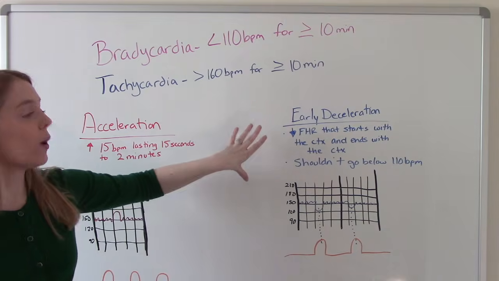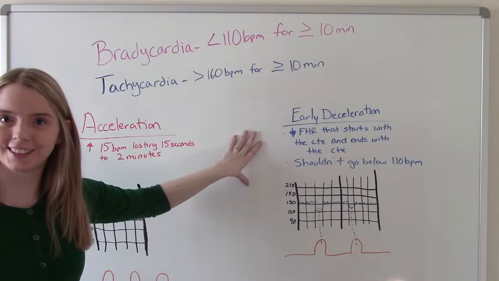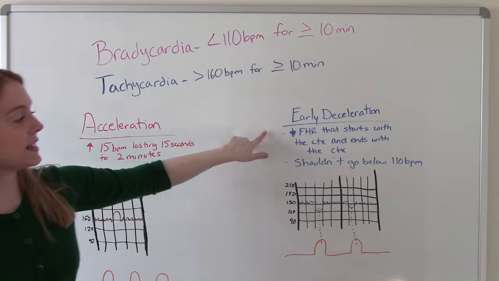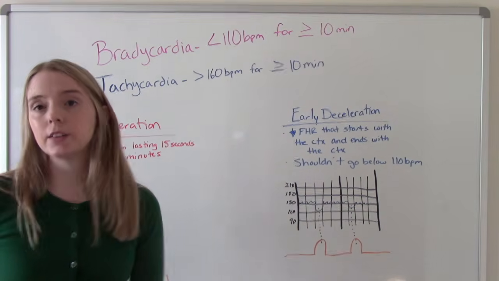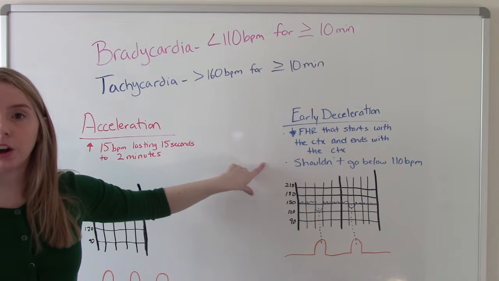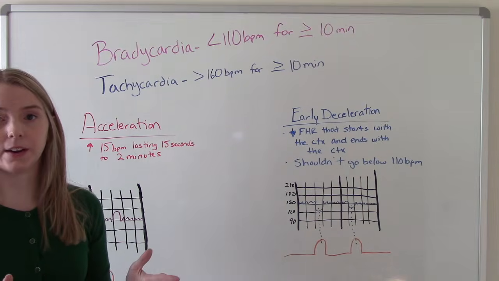Decelerations. So there's 3 different types. We're going to talk about all 3. I wanted to start with the good one first, and that's earlies. So an early deceleration is a decrease in fetal heart rate that starts when the contraction starts and ends when the contraction ends. These should never go below 110 beats per minute. So they're going to stay within our normal range of 110 to 160.